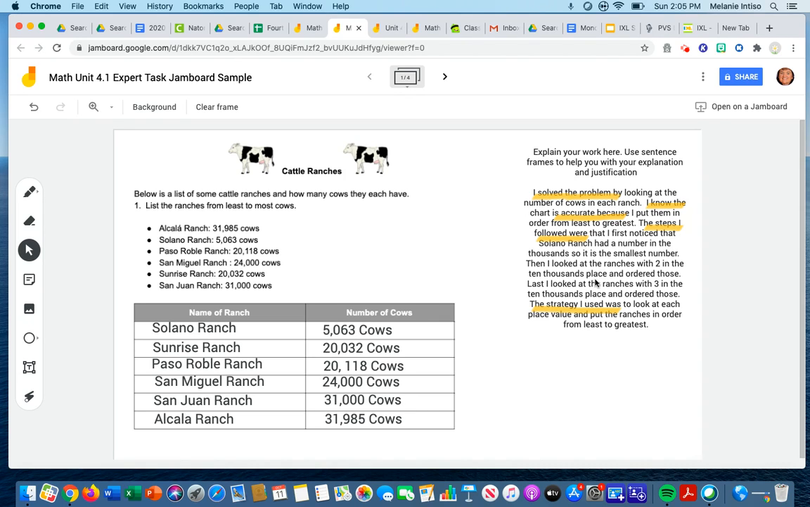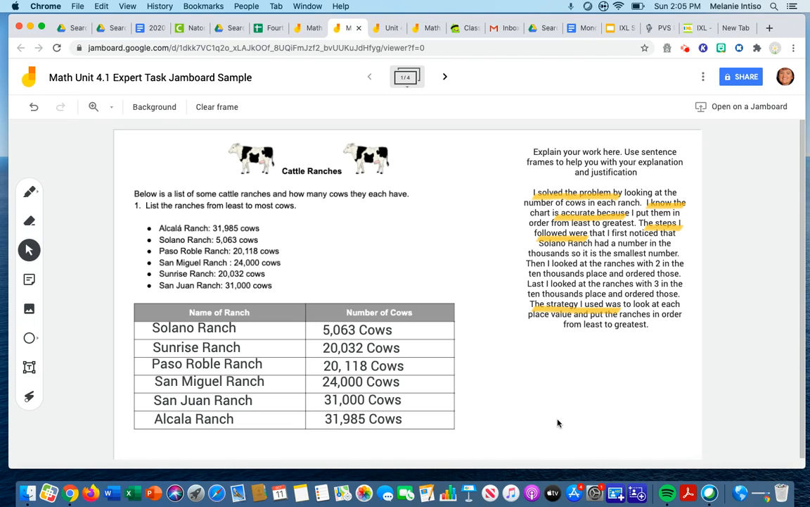Then I explained my work. Again, I'm using the Jamboard sample that's on the third slide here to go over how I got my work. I solved the problem by looking at the number of cows in each ranch. So first I looked at the number of the cows. I know the chart is accurate because I put them in order from least to greatest.